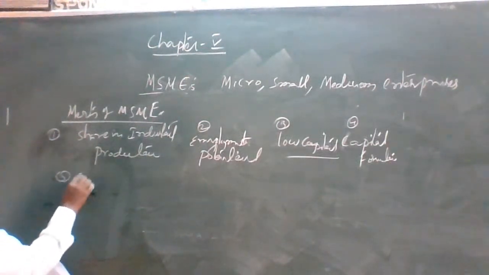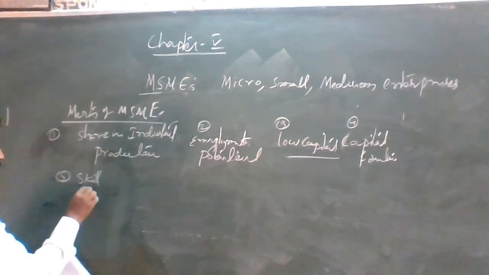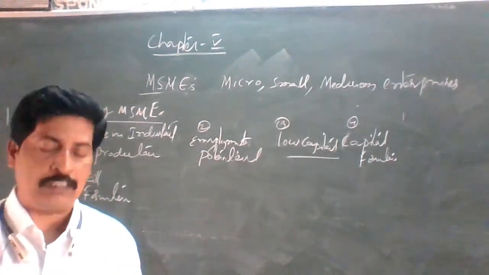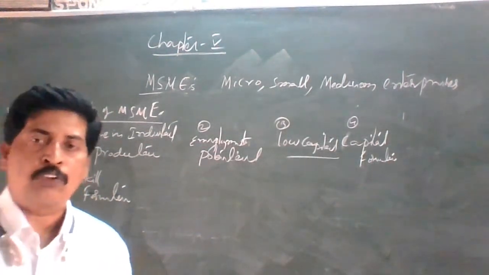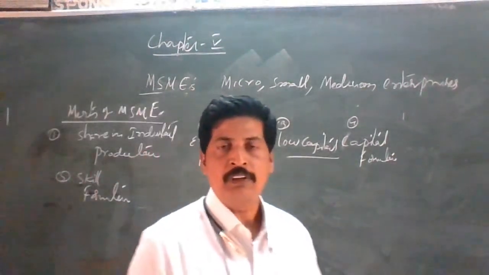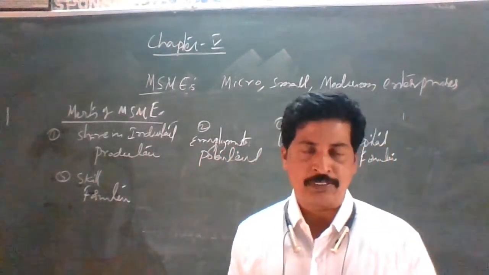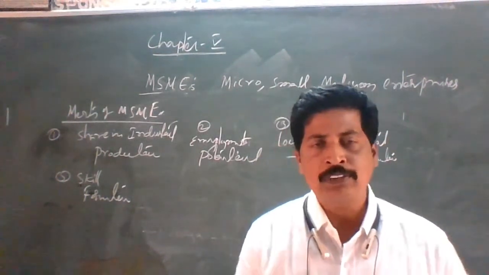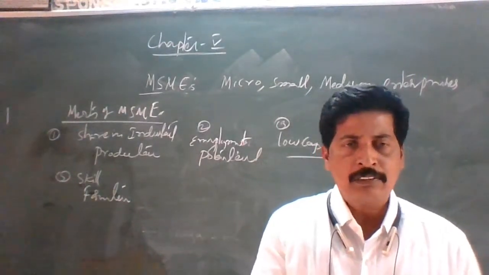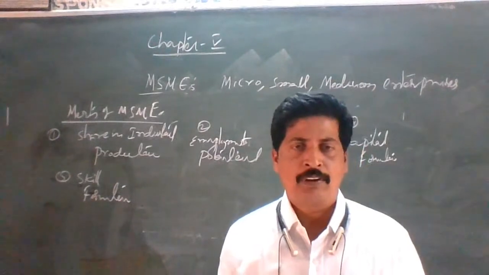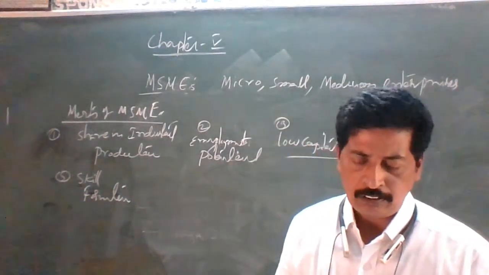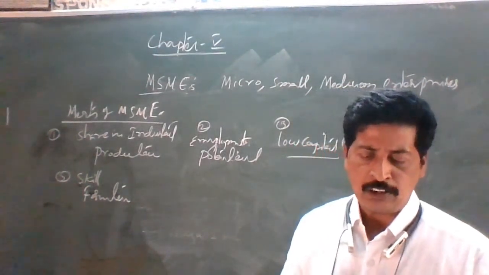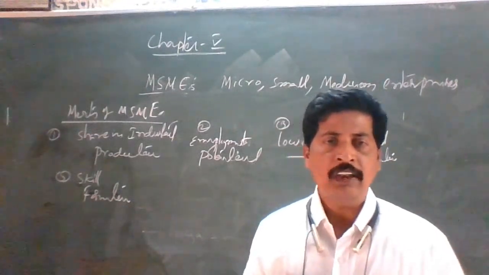Fifth one is skill formation. Skill formation is also very easy. MSMEs do not require sophisticated skills. Only some training and experience is required. If any employee has some previous training or experience, it is enough. It is not necessary to have sophisticated technology or sophisticated skills. It only serves as a training ground for a large number of small scale managers.